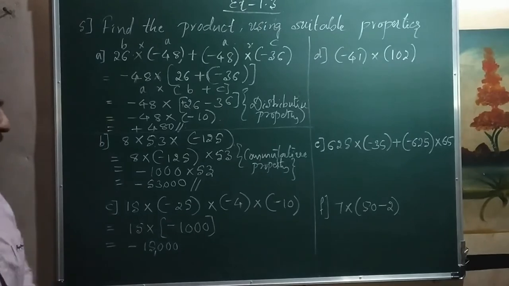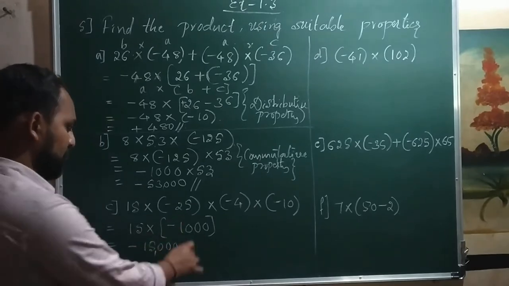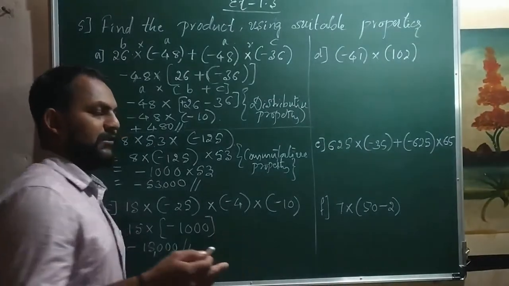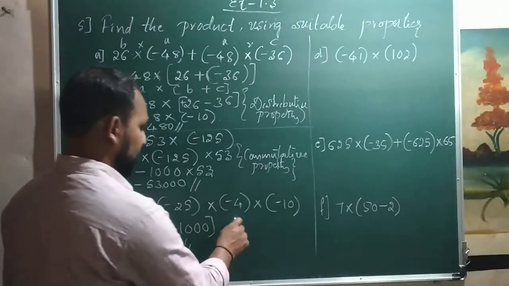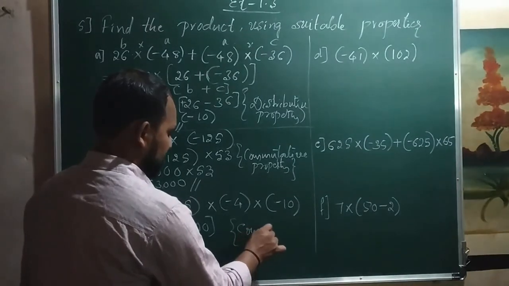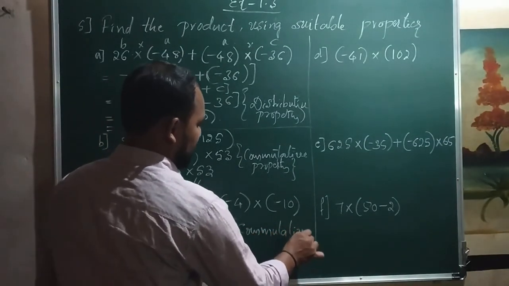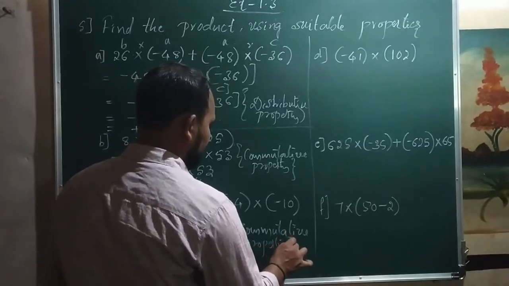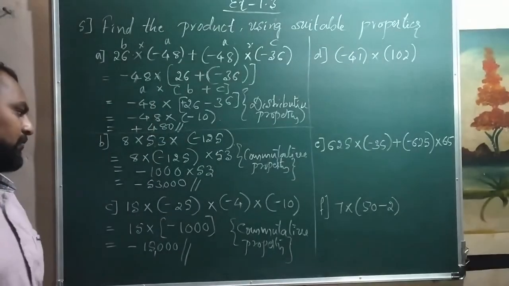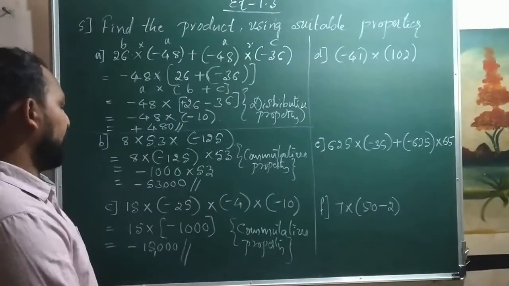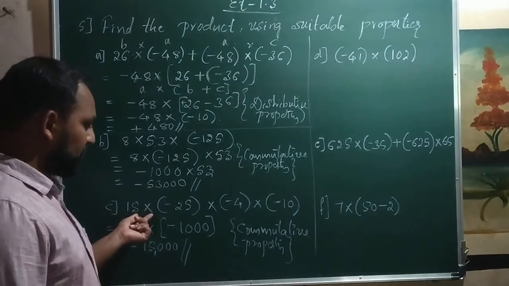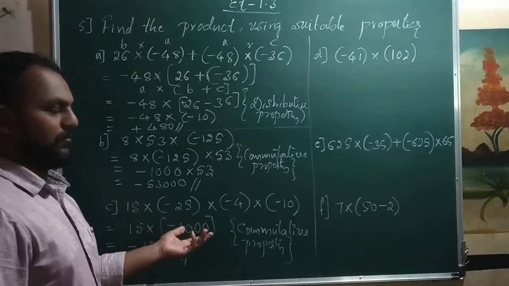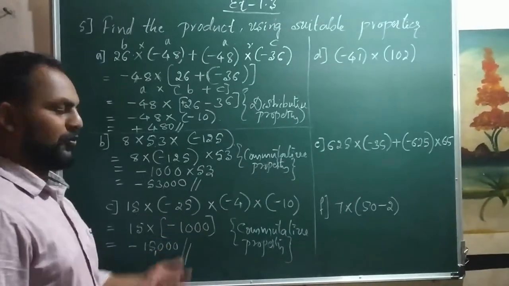15,000. 15 ones are 15, and the 3 zeros. Then again the commutative property, A into B into C or C into A into B. This is the commutative property of multiplication, an easy way to solve problems.